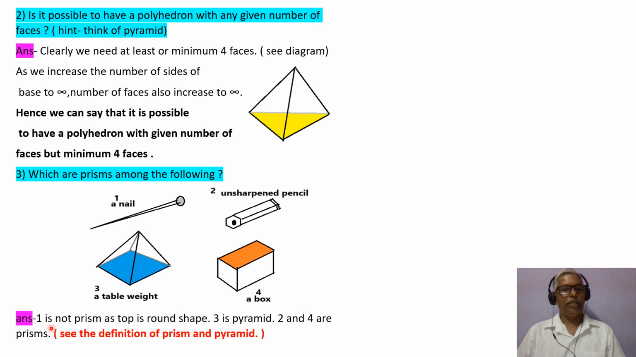One is not a prism as top is a round shape. Got it? Okay. Now read this definition once again. Try to understand this. Okay. Then we will come to know this. Okay. Now second one, unsharpened pencil, and we'll see about the third first. Table weight, that is a pyramid. Okay, and 2 and 4 are prisms. We are supposed to see which are prisms, 2 and 4. Okay, and see the definition of prisms and pyramid, and you will understand this properly.